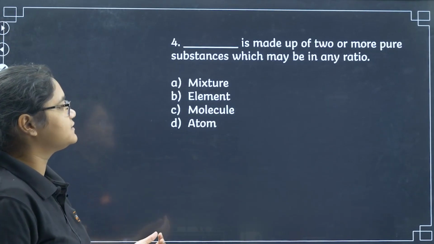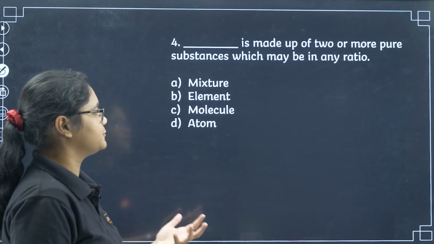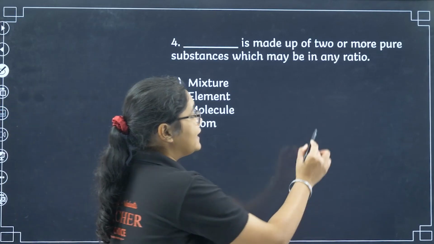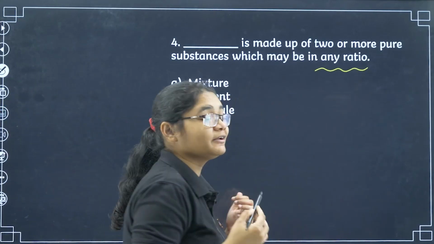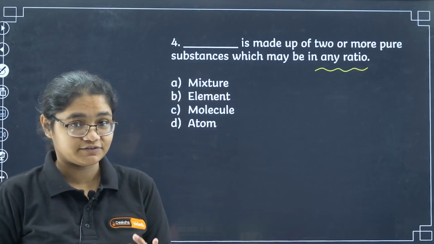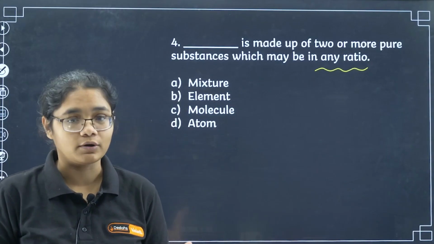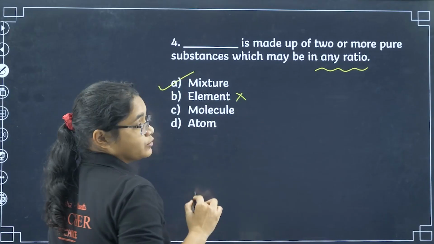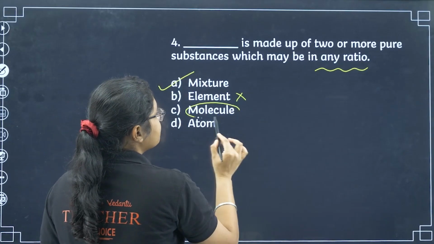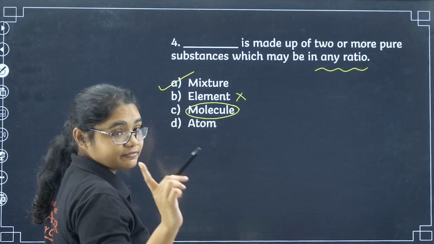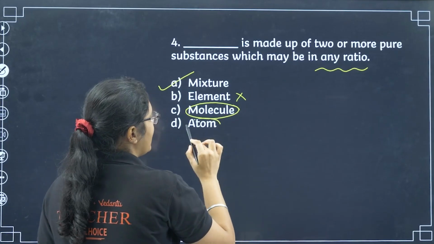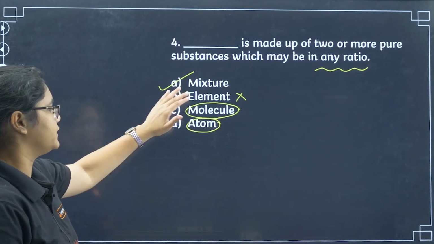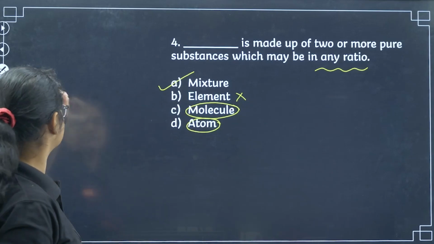Next we have, dash is made up of 2 or more pure substances which may be in any ratio. When it is given any ratio, it means it is not a fixed ratio. If it is not a fixed ratio, then it cannot be a compound or molecule. So it has to be a mixture. Element does not have more than one atom. Molecule has more than one atom, but in a fixed ratio, not in any ratio. And atoms also do not have a mix of 2 atoms. So it is option number A, that is mixture.